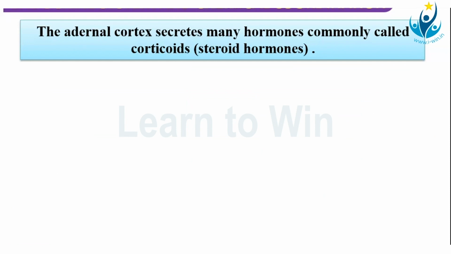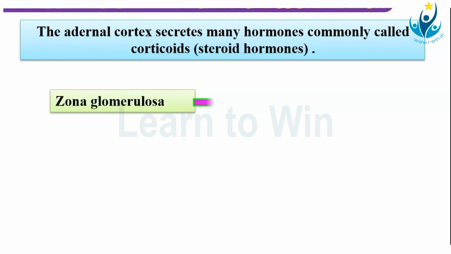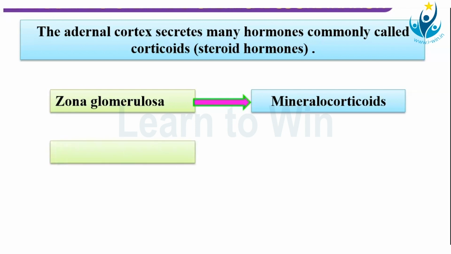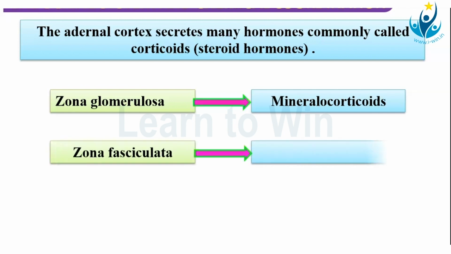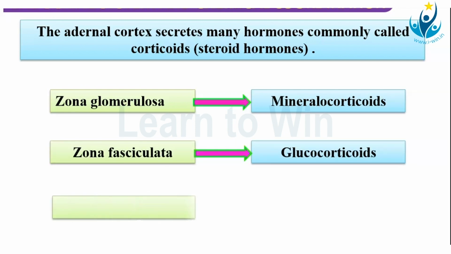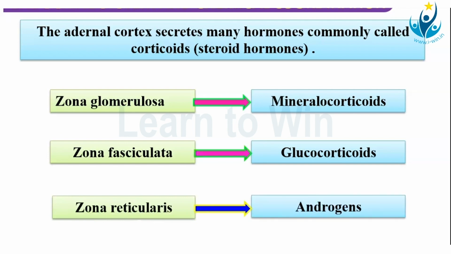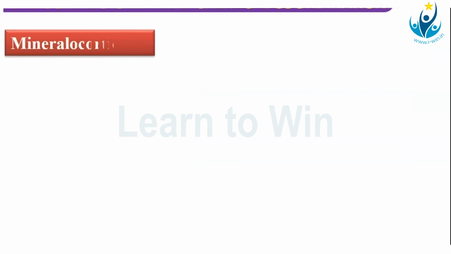As we've discussed, the adrenal cortex and even the adrenal medulla secrete hormones. First, we talk about the hormones secreted by the adrenal cortex, called corticoids, which are basically steroids. The zona glomerulosa produces the mineralocorticoids. The zona fasciculata produces the glucocorticoids, and the zona reticularis produces the androgens. Let us see the function of each.